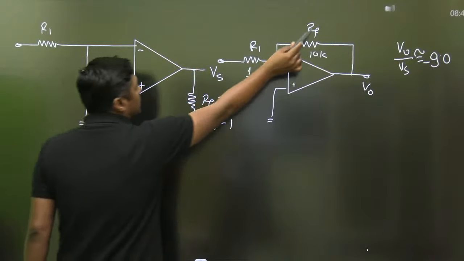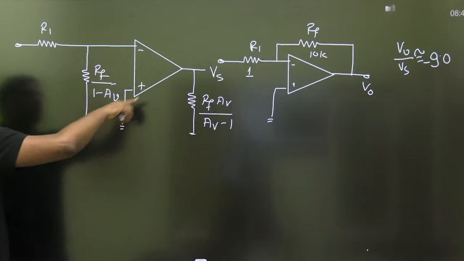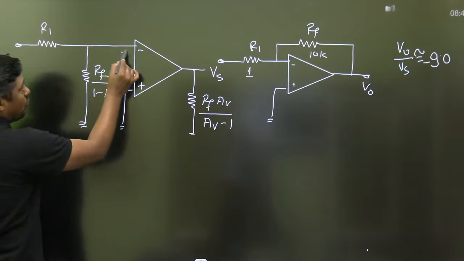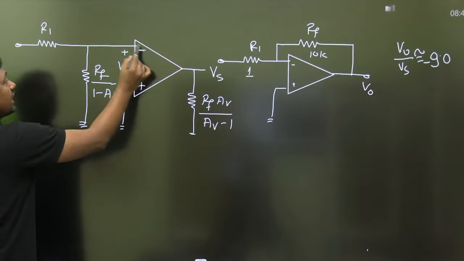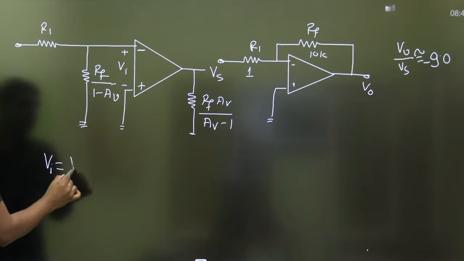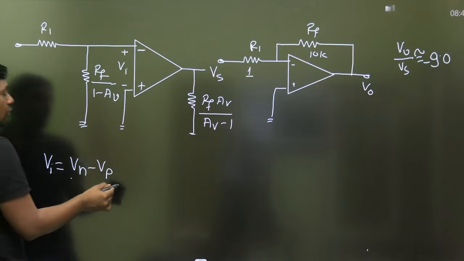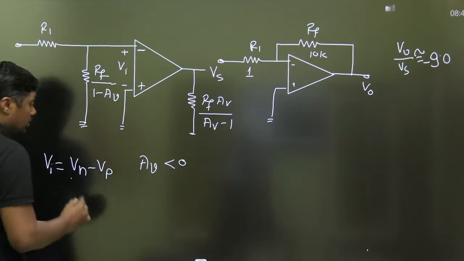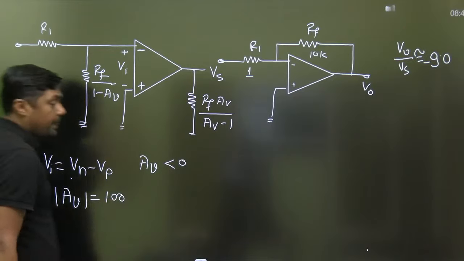We are simply dividing this feedback resistor between input and output, that is RF upon 1 minus AV, and RF times AV upon AV minus 1. Now this is the voltage from this point to this point with respect to ground. This is the inverting voltage, because we are calculating the VI. Always remember, when I take VI equal to VN minus VP, negative terminal minus positive terminal voltage, then AV should be less than 0. In a particular question, the mod of AV is given as 100.